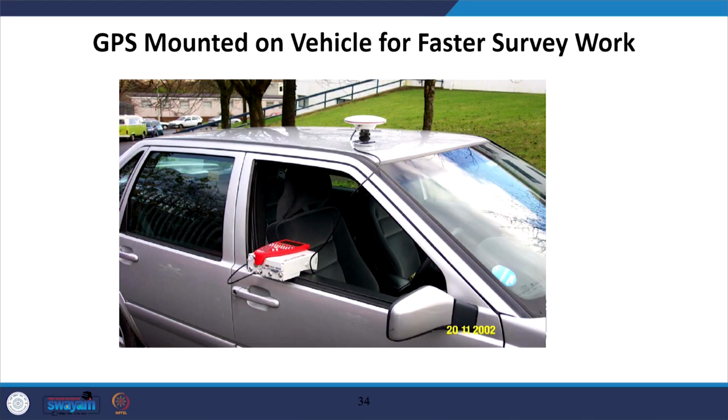If the area covered is very large, then probably it is physically not possible to carry the device from one point to another point. So, this device can also be mounted on a vehicle. As you can see here, the antenna is mounted on the top of the vehicle and the receiver is also on the door of the car. So, you are moving the vehicle and at the same time, in moving mode, you are collecting the GPS data.